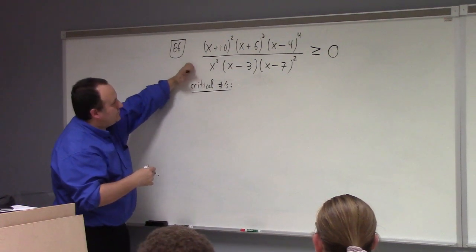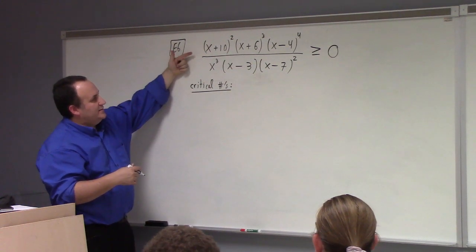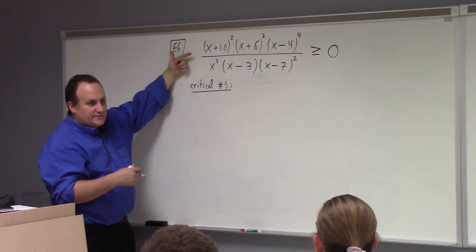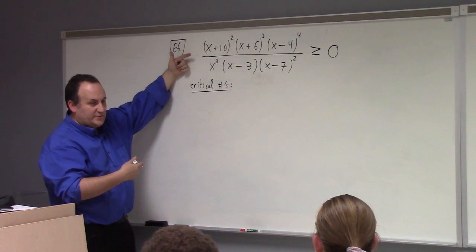So here, the critical numbers are what? And we should try to get them in order. What's the smallest one in the sense of number line, the most leftward number?